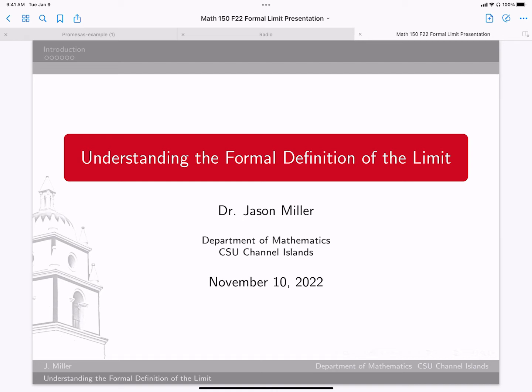All right, this is a short presentation on one of our learning targets, a supplemental learning target, about understanding the formal definition of the limit. I've created a little slide deck here, and I think I can write on it and annotate it as I go.